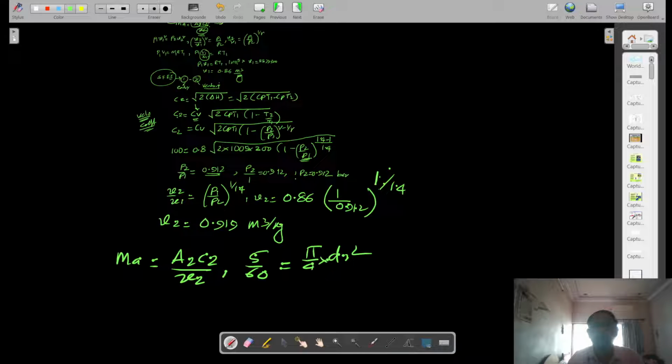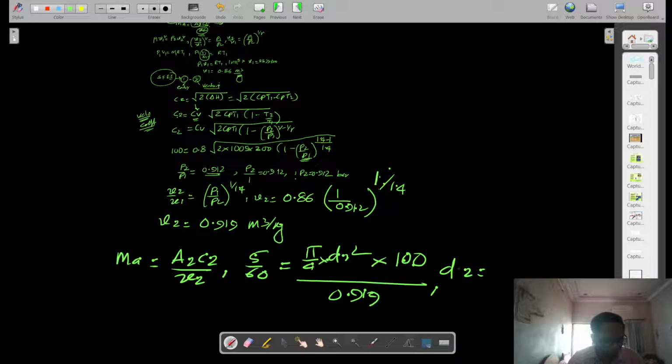Pi by 4 into D2 square into the value of C2. The value of C2 is already given, the velocity at point 2 is already known, so 100. This value is already known, and the value of V2 we have calculated is 0.919. So from this I can get the value of D2.